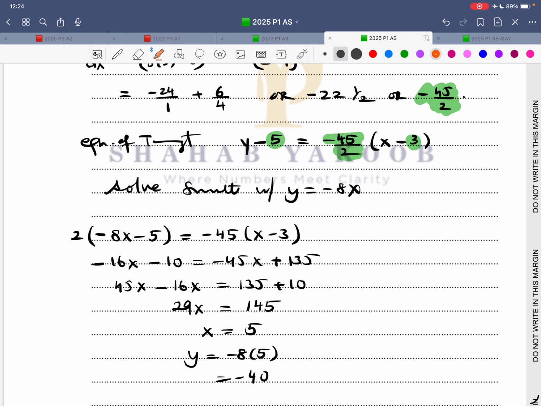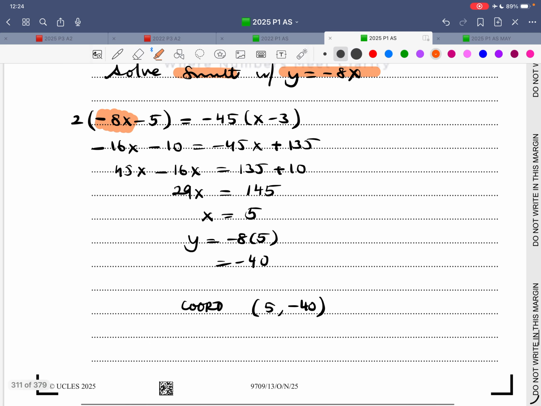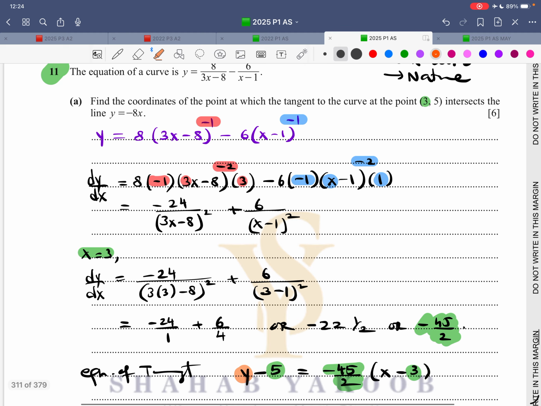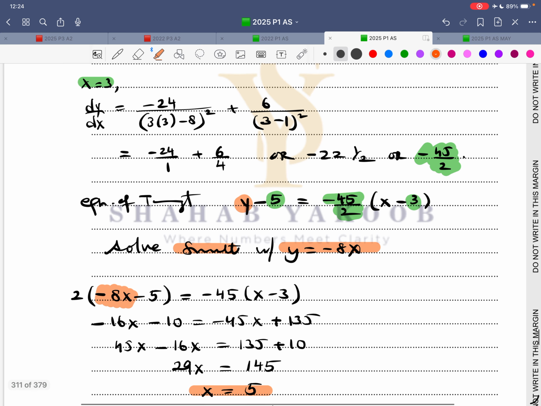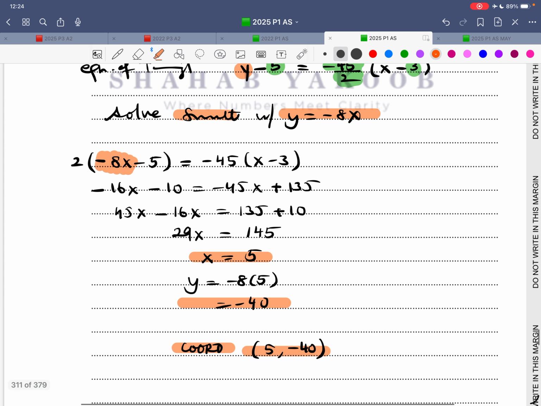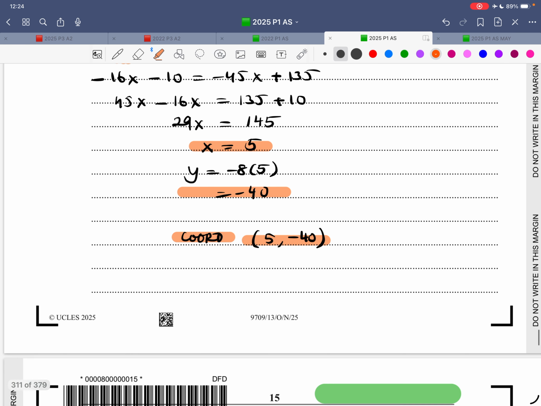You need to solve simultaneously with y equals -8x. So this y is substituted with -8x. Simplify, we find the value of x, we find the value of y, that is the coordinate at which the tangent intersects the line. So we find the equation of the tangent, we solve it simultaneously with the equation of the line, that's what we get. Just follow the instruction.